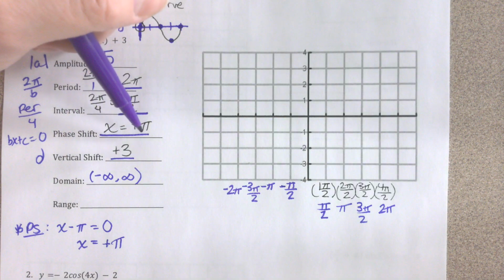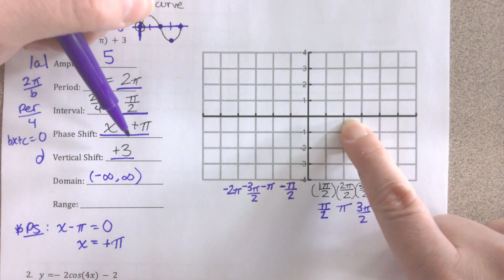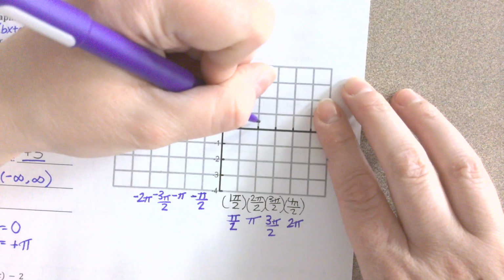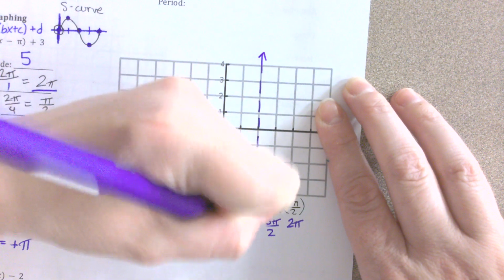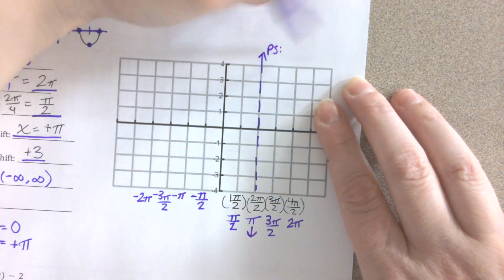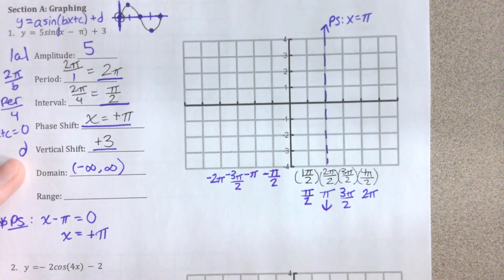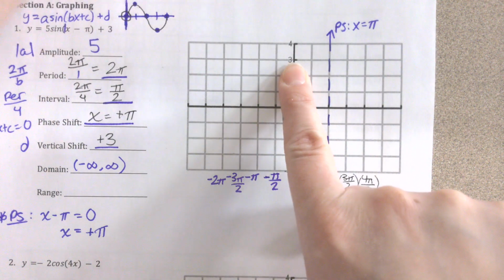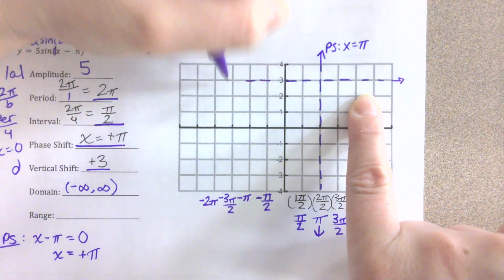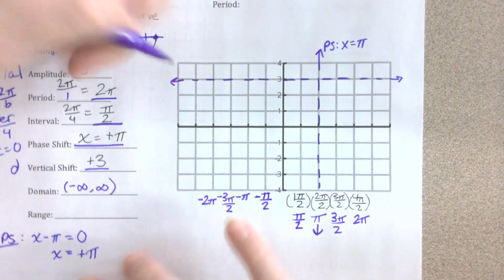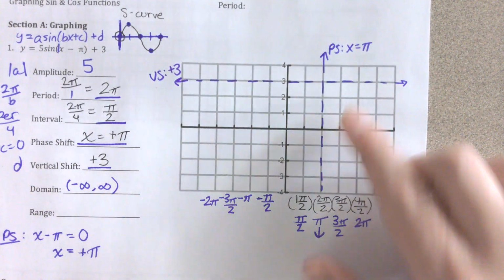So phase shift is plus pi, so positive pi is here. So we're going to go right pi, and then if it helps, I'll go ahead and draw that in. Here's my phase shift line. Phase shift at x equals pi. And then my vertical shift is plus 3, so through positive 3, up 3. So vertical shift plus 3. Where these two lines cross, this is my starting point.